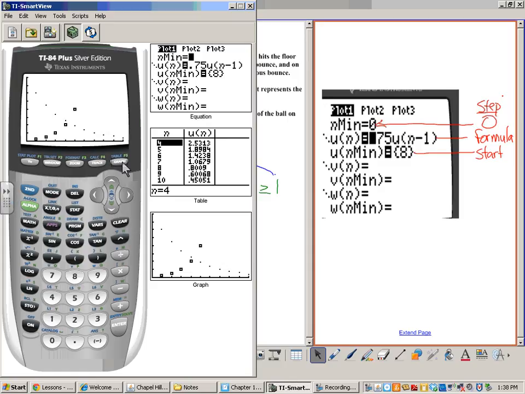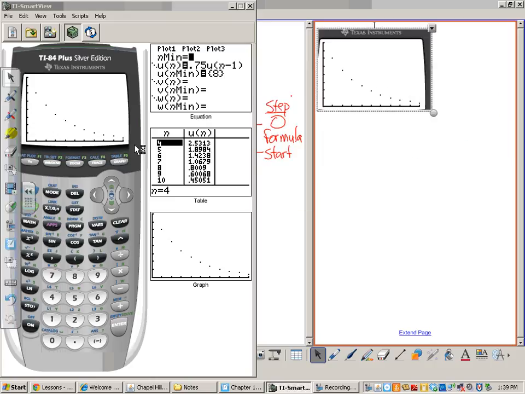I still have some information from a previous graph, so I'm going to my y equals, and I'm going to cut that off. Go up to plot, enter. That's off now. And let's go and look at the graph here. So here we have it.